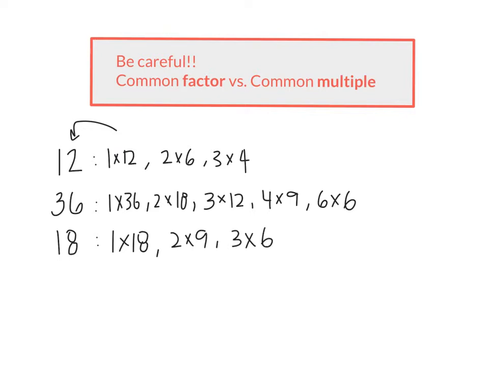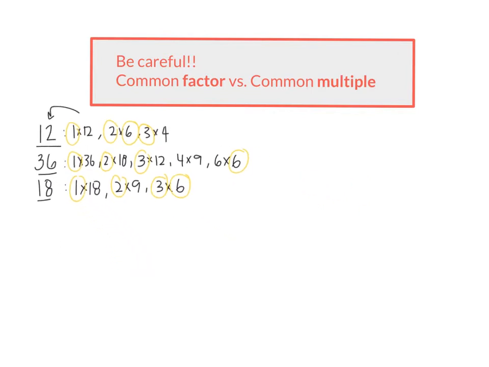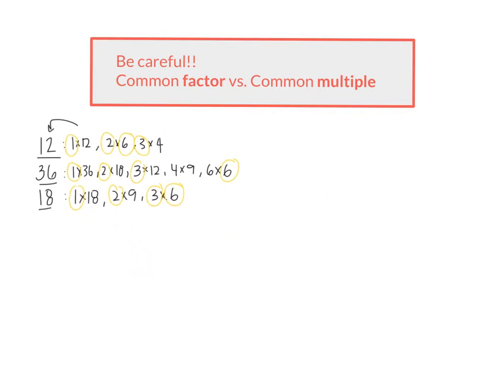So therefore, the common factors were 1, right, 2, 3, not 4, but also 6. Okay, so those are the common factors. What if I asked you to find the common multiples of those same numbers, 12, 36, and 18? How could we find the common multiples of 12, 36, and 18?